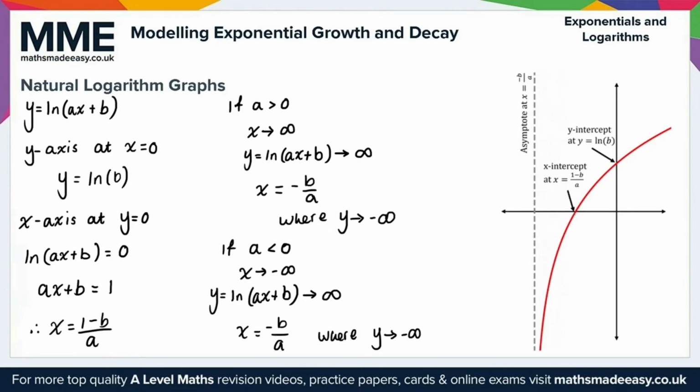Notice we have our x-intercept here at x equals 1 minus b over a. We have the y-intercept at y equals the natural logarithm of b. And then we finally have our asymptote here at x equals minus b over a. So we should get something that looks like this. So that gives us everything we need there for natural logarithm graphs.